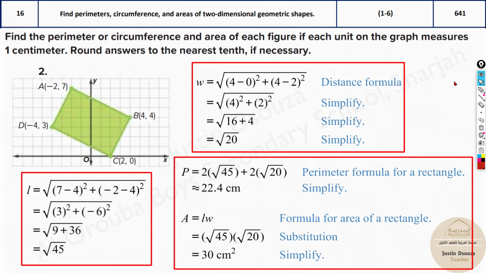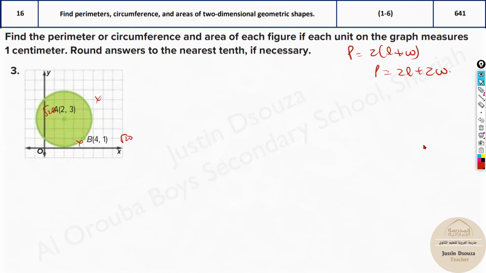Now here, remember the formula for a rectangle for perimeter. It's basically add all this. This will be root 45, root 45, root 20 plus root 20. Or you can use 2 times length plus width. This is also possible. Or perimeter formula is given by multiply this 2 inside, 2 times length, 2 times width. The area is just length into width. And that's it. That's how we solve that. And now here we have a circle. Same concept.